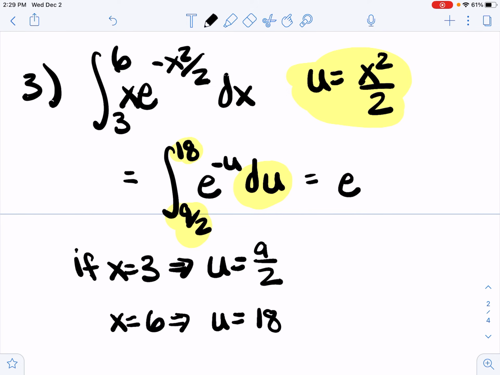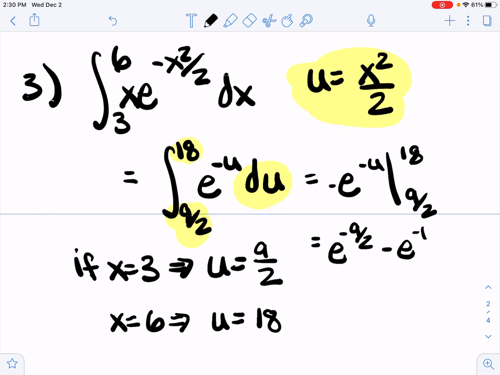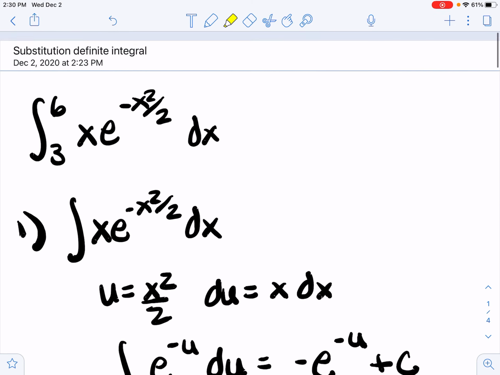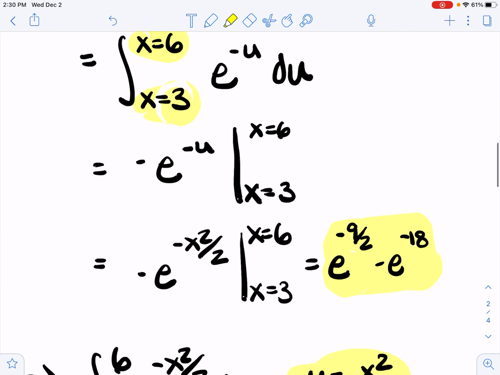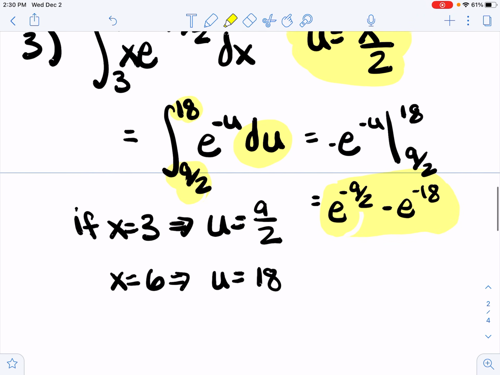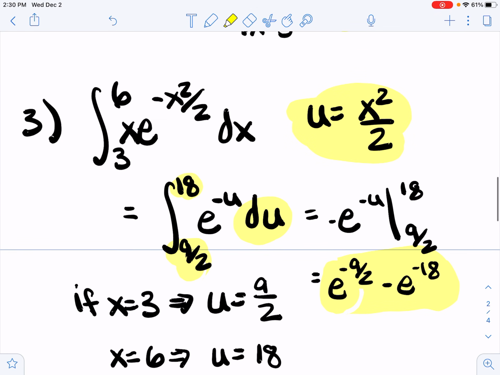And then we'd have negative e to the minus u from 9 halves to 18, which would give us the same answer that we got before, e to the minus 9 halves minus e to the minus 18. So any of those three ways is just fine, and you can pick a preference there. The trick is making sure we evaluate it at the right endpoints and that we don't get confused between x values and u values. And as long as we do one of these three things, we'll end up with the right answer in the end.